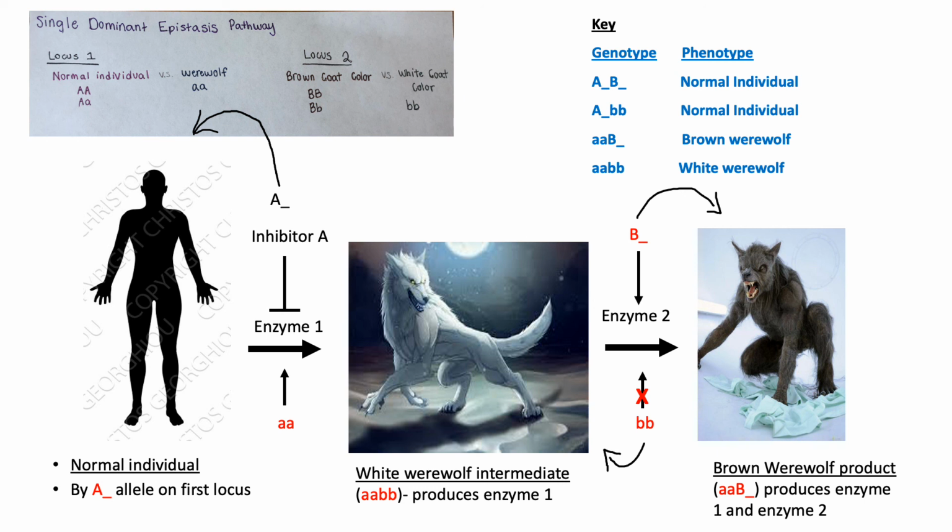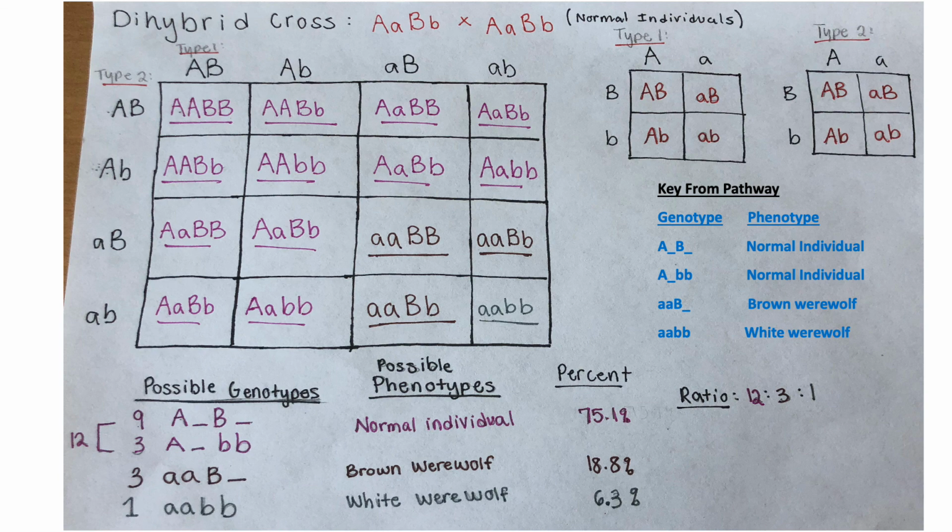The normal individuals have the dominant big A, and the werewolf individuals have the 2 little recessive a's. However, the difference between coat color comes on the second locus with the dominant B allele for brown and the little b recessive alleles for white. Let's look at an example using a dihybrid cross with 2 normal individuals.